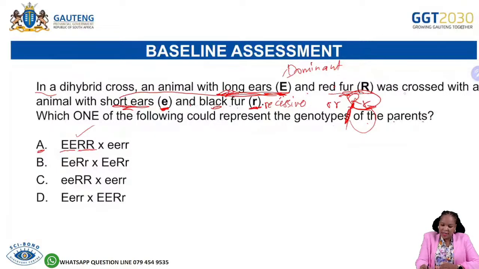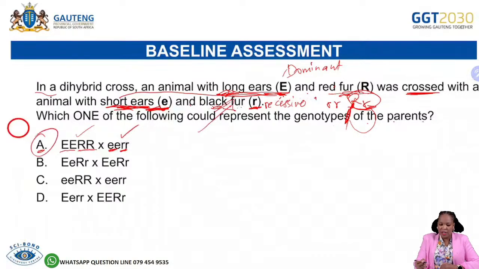They say the second parent was crossed with an animal with short ears. So for short ears, what type of alleles are you expecting to see the second parent having? Small letter e's. Do we have small letter e's here on the second parent? Yes, we do. And then black fur, you expect this parent to have small letter r's as well. These are the r's. So can we say parent number 2 fits our criteria in the question? Yes, so this parent is also correct, meaning our A is going to be the correct answer.